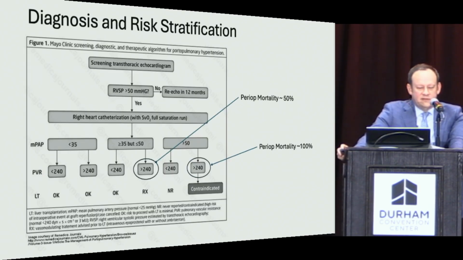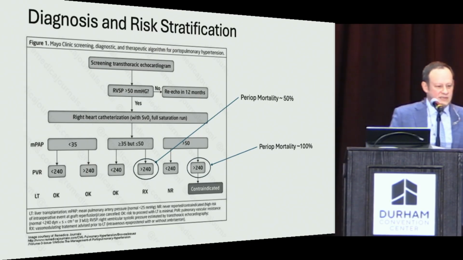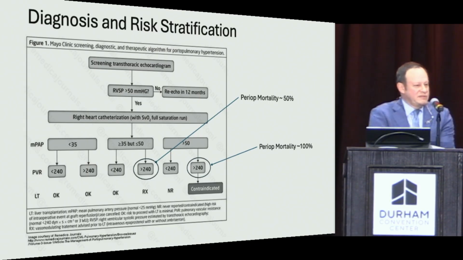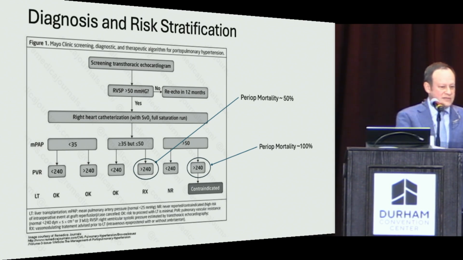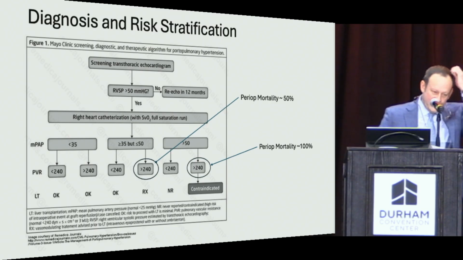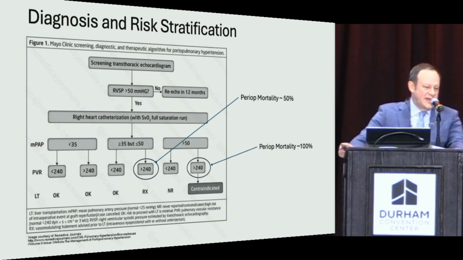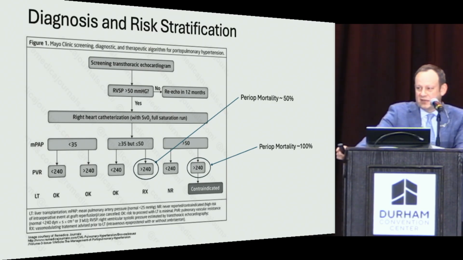So when we think about the hemodynamic diagnosis and risk stratification of these patients, this is data from the Mayo Clinic group, which has done a lot of work in evaluating liver transplant risk based on hemodynamics. And it really all boils down to mean pulmonary artery pressures and pulmonary vascular resistance, right? I just want to point out two particular groups that are at high risk of perioperative mortality when liver transplantation is being considered.